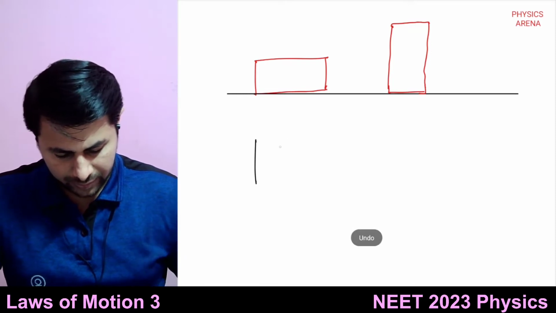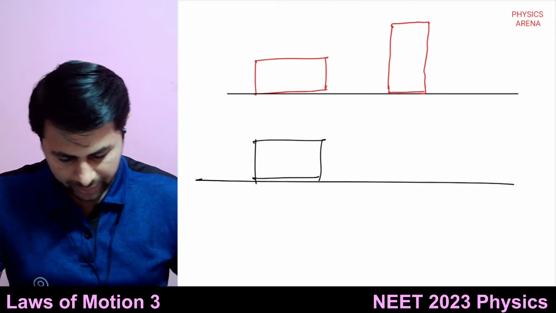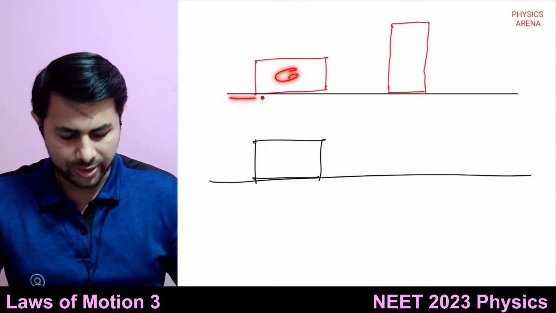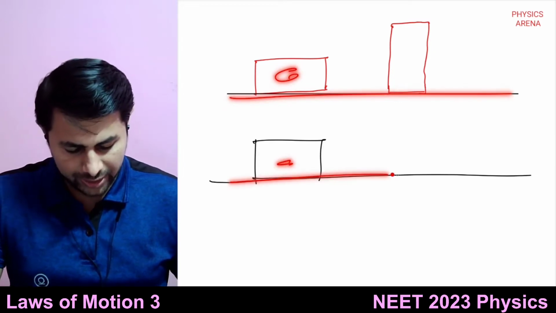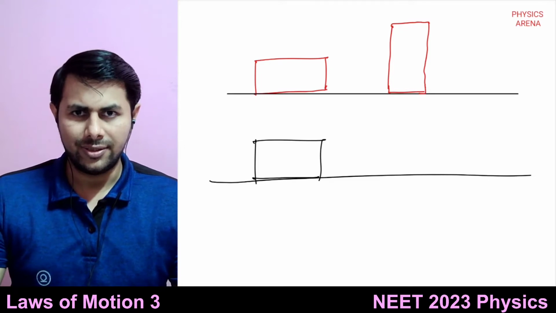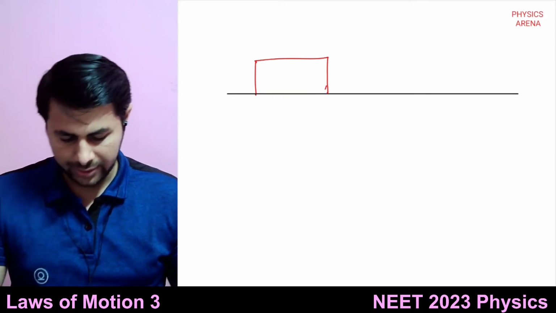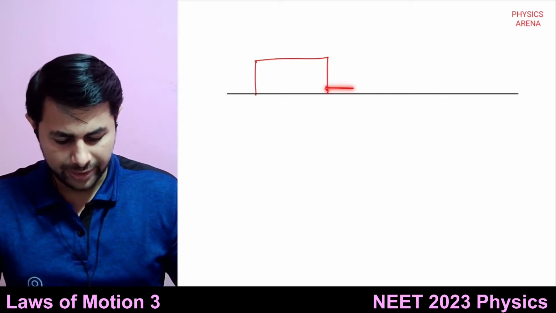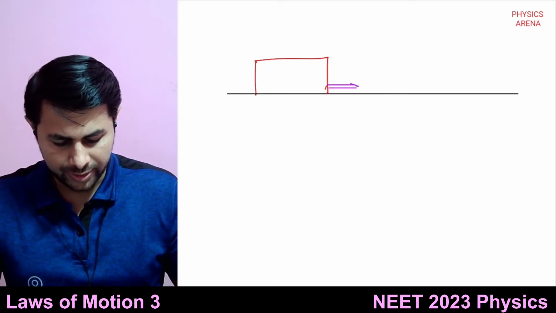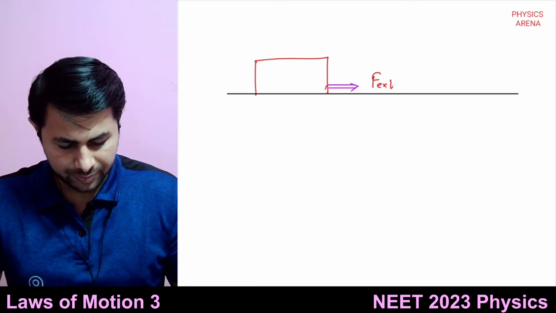Okay, the weight of both of these blocks is supposed to be the same, but the friction between the wooden block and the floor and the iron block and the floor will be different, right? So let's consider this block, and suppose you exert some external force on this block in this direction. So this is F external.